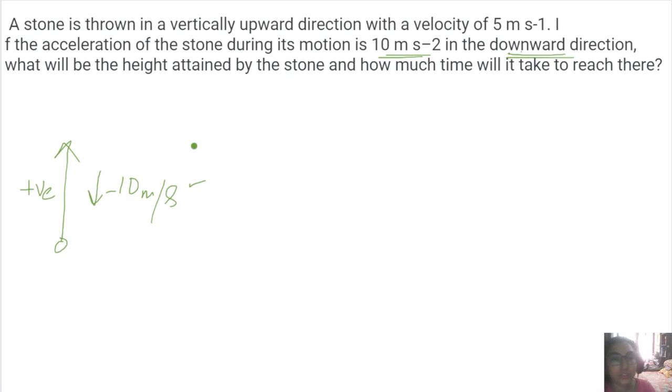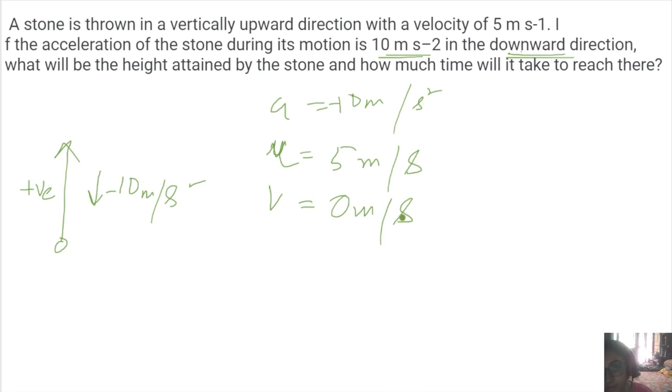So this one will be downwards, will be negative. Okay. So we have the acceleration here, minus 10 meter per second square. We have the velocity here, which is 5 meter per second. Okay, so when the stone reaches its highest point, momentarily it comes to rest. So we have this initial velocity as 5 meter per second, and we have its final velocity as 0 meter per second because it is momentarily at rest when it reaches the highest point. So we have got all this data, and now what we have to do is, first we can calculate the time that it takes to reach there.